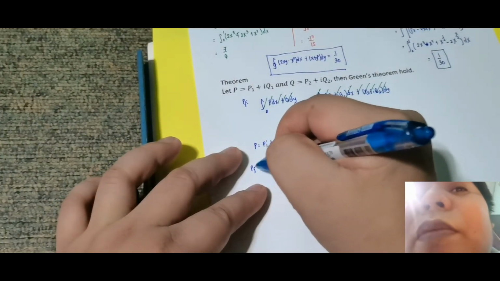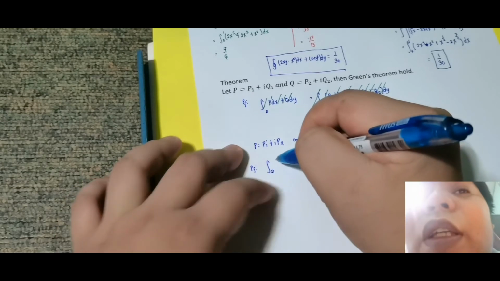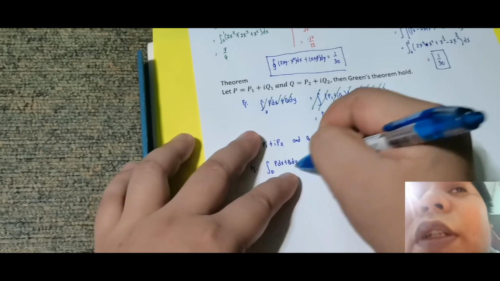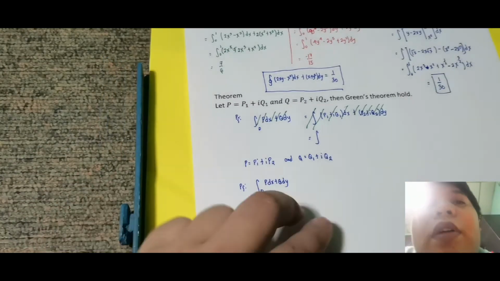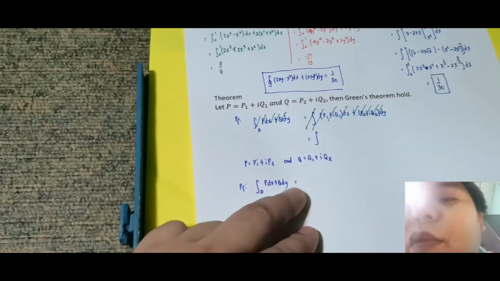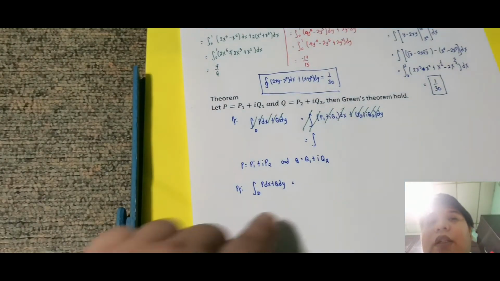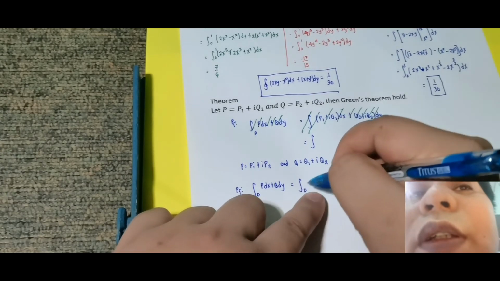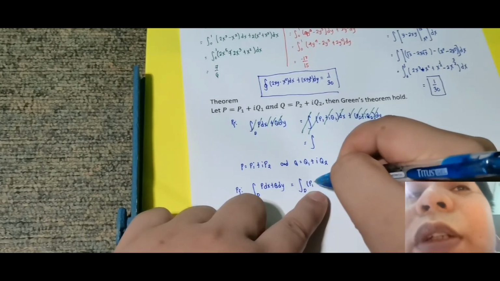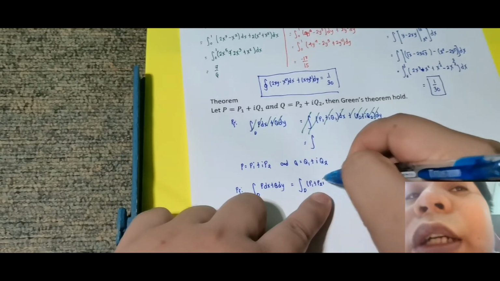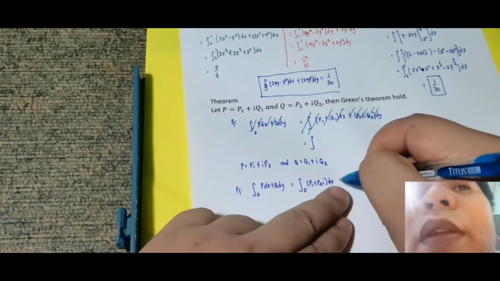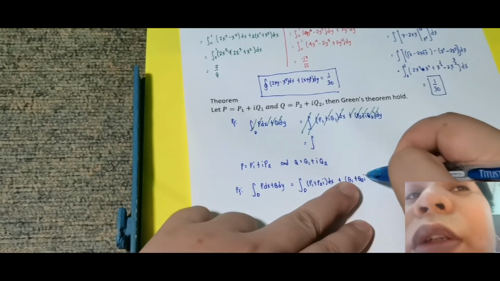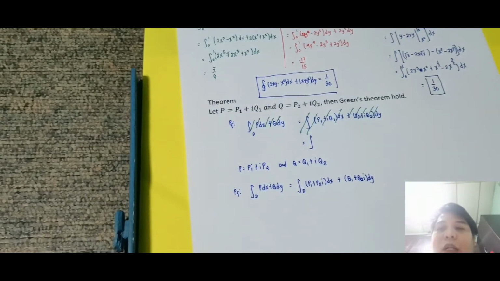Sabi nga ni sir, this is the proof. Yung integral along the domain D ng P dx plus Q dy. So, ang goal ko dapat Green's theorem yung nababasa dito. Okay, so this is equal sa integral along D ng this is P sub 1 plus P sub 2 i dx plus Q sub 1 plus Q sub 2 i dy.